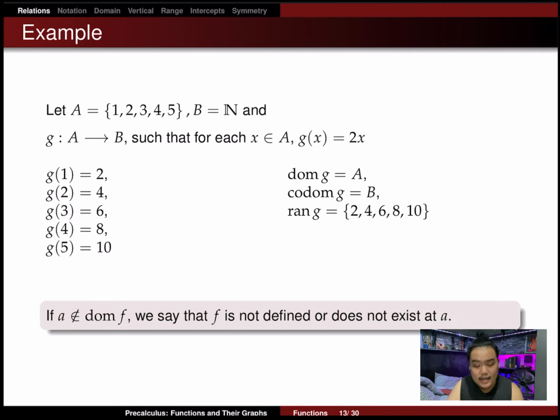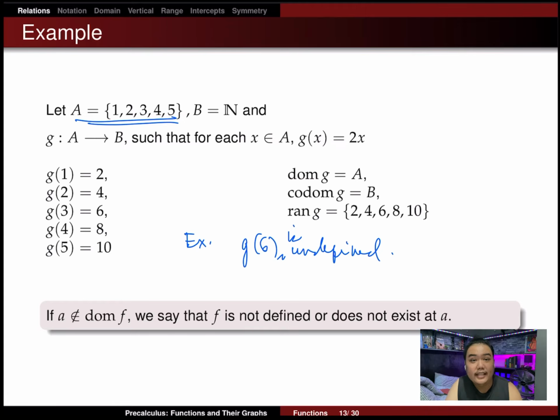Okay, kapag yung x value mo or a value is not in the domain, we say that f is not defined or does not exist at a. So, example, what is g of 6? As you can see, 6 is not a part of the domain A. So, you say g of 6 does not exist or is not defined or undefined. Okay, is that clear? So, proceed na tayo.